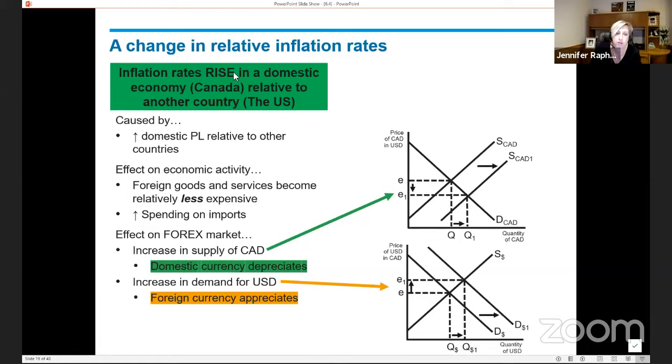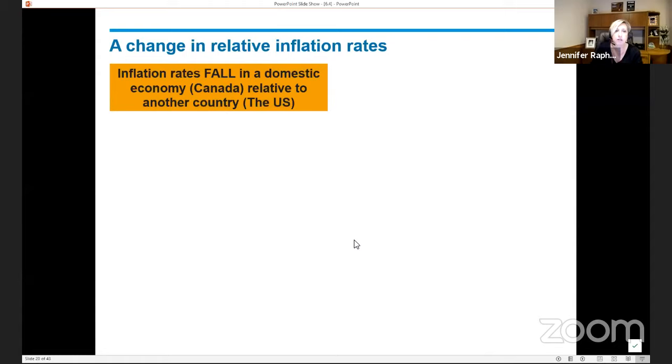Okay, so an increase in the inflation rate in a domestic economy causes the domestic currency to depreciate and the foreign currency to appreciate. So you want to recognize, what are you seeing happen? How does that affect economic activity? And then how is that economic activity reflected in the foreign exchange market? Okay, those are the steps you want to be able to take. Let's work it in reverse.